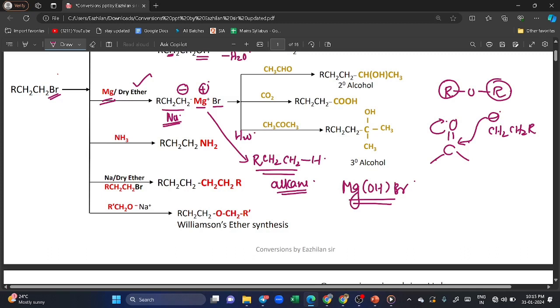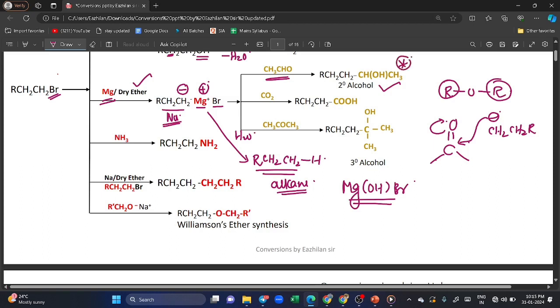We are generating a nucleophile, that is an alkyl nucleophile. So the alkyl part becomes a nucleophile and it can add across carbonyl compounds. Whenever this kind of Grignard reagent adds across an aldehyde, you are going to end up with a secondary alcohol. So you can convert a given haloalkane to a secondary alcohol by first reacting it with Grignard reagent, then with an aldehyde. This is a very important scheme.